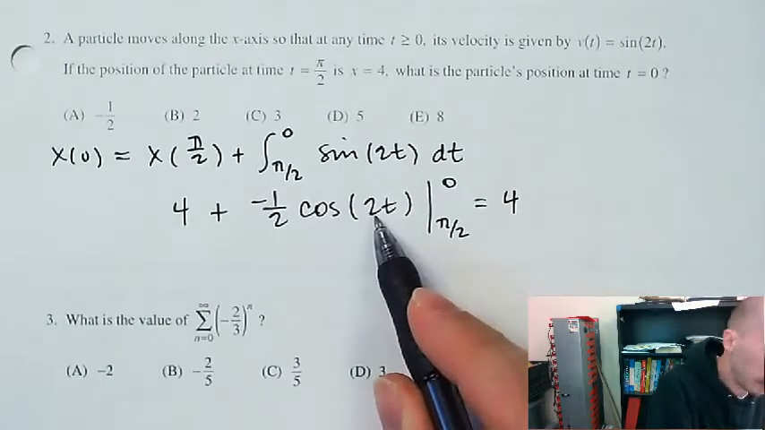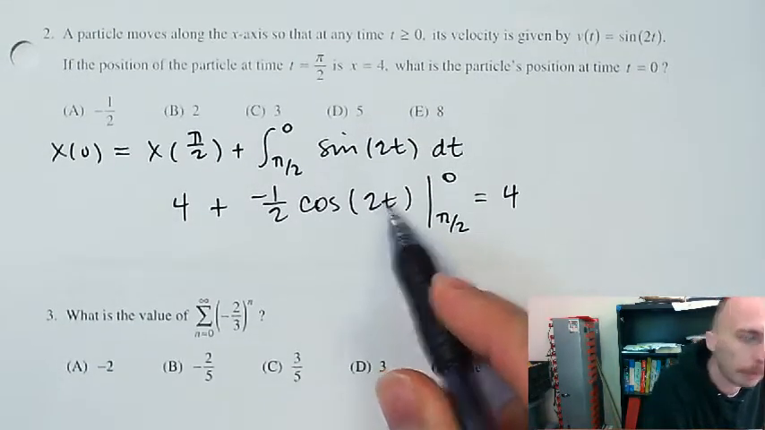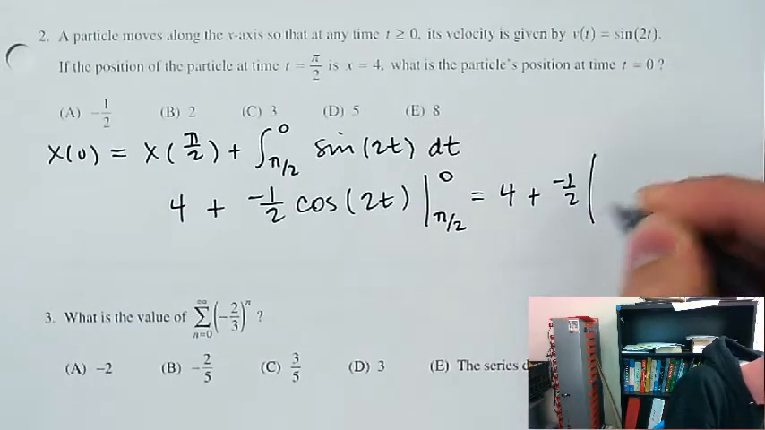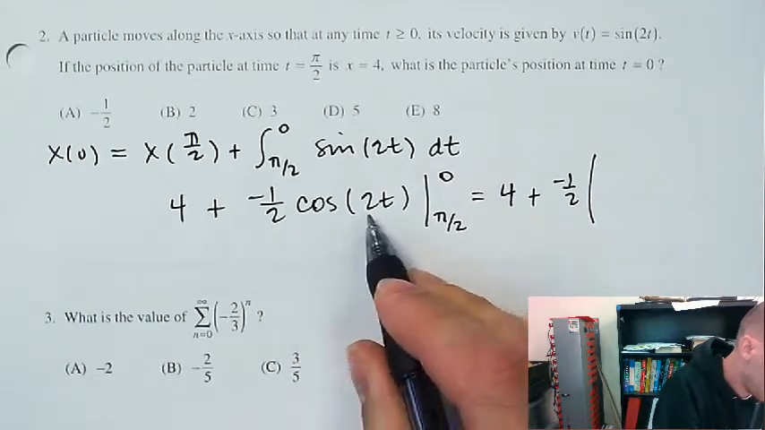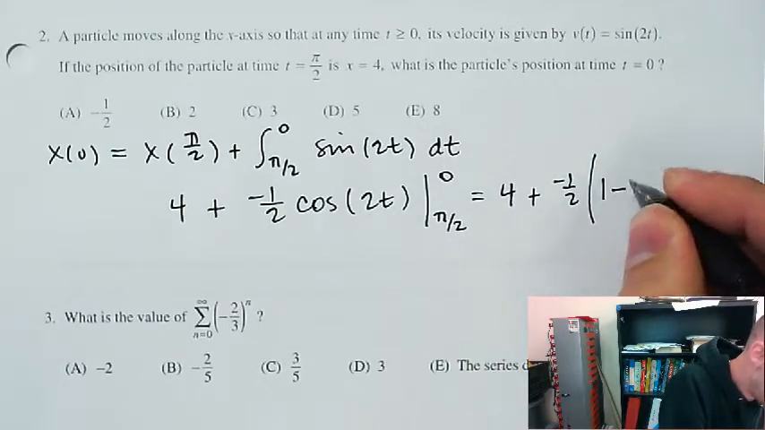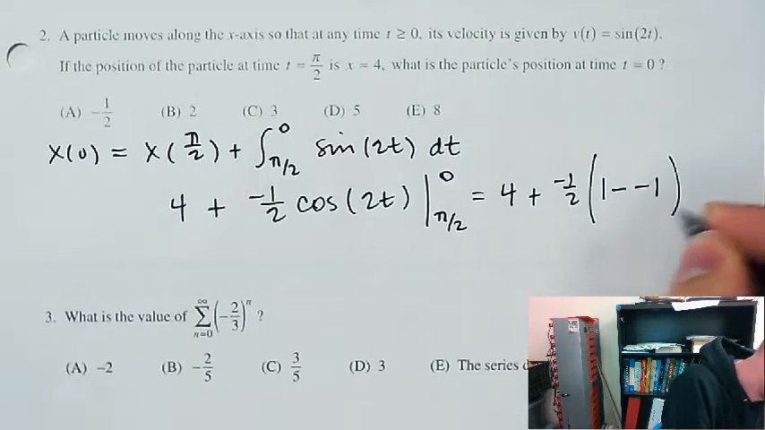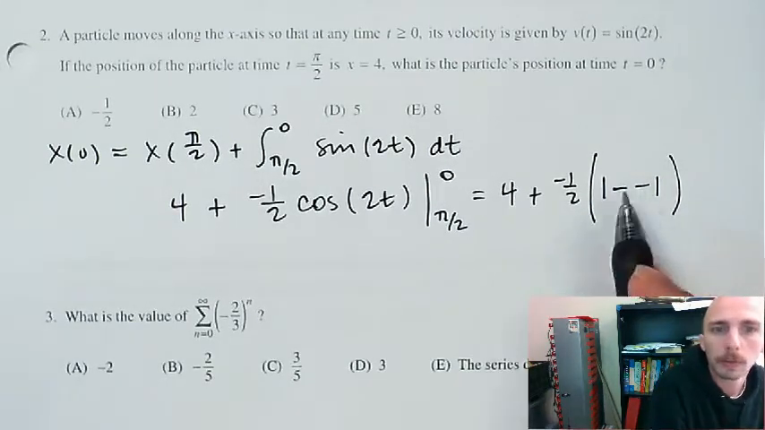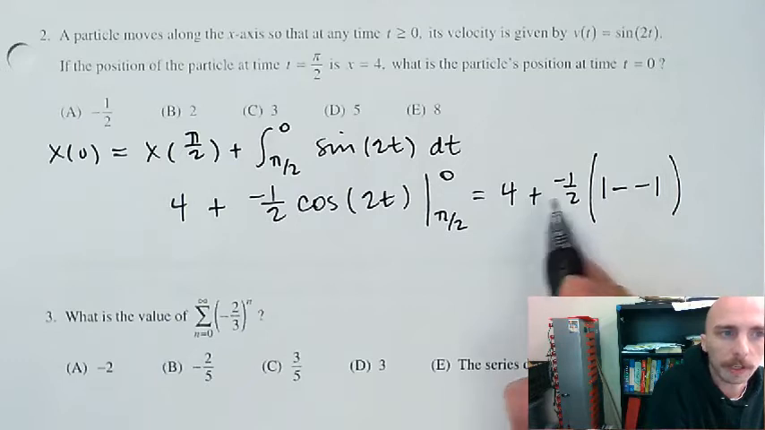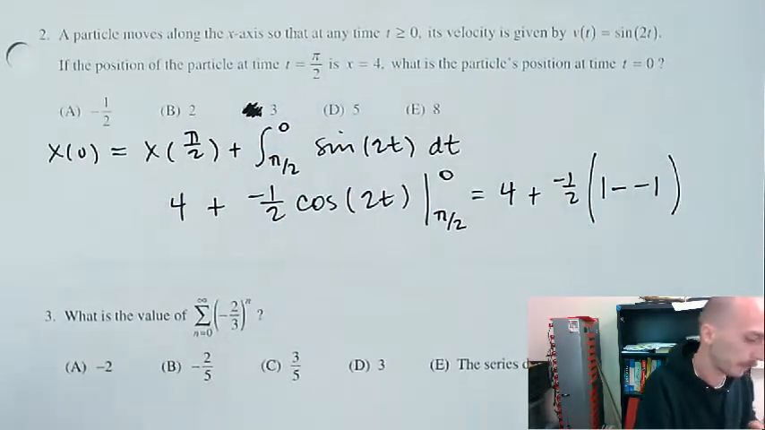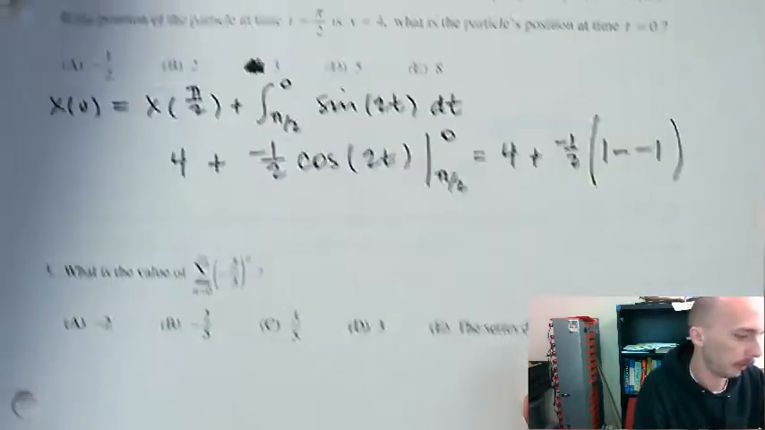Okay. Well, cosine of 2 times 0, that's going to be cosine of 0, that's 1. Okay, wait, so cosine of 0 is 1 minus cosine of π, which is negative 1. Okay. So it's going to be 2 times negative half is negative 1, 4 minus 1, that's going to be 3.